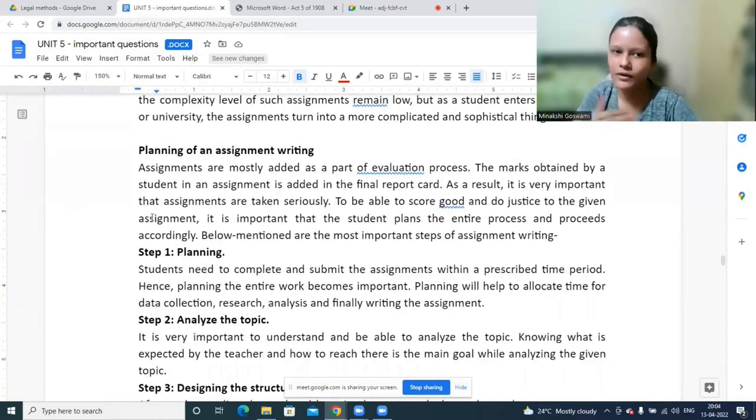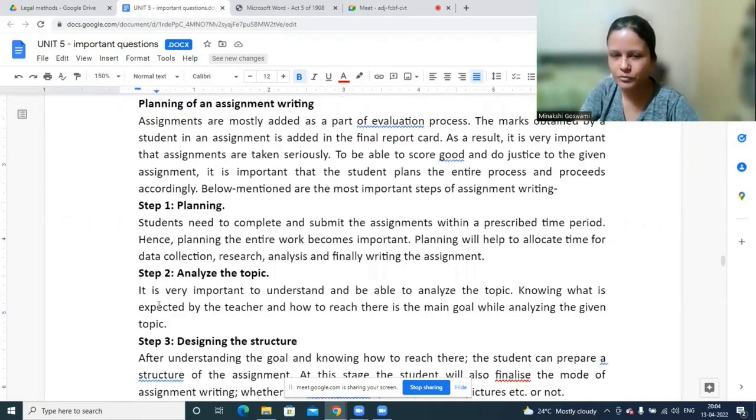Now, when we talk about the planning process of assignment writing, there are many different processes involved. First of all is the planning. Students need to complete and submit the assignment. There would always be a prescribed time frame within which we need to complete it. Apart from the assignment, we might have many other things also. And to complete the assignment, there are many different steps that we need to follow.